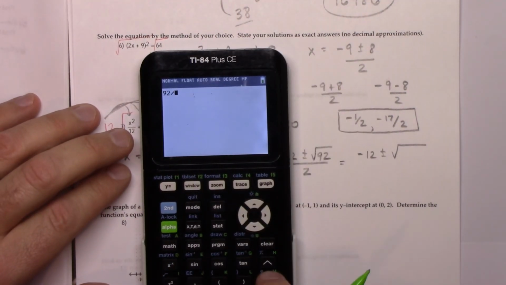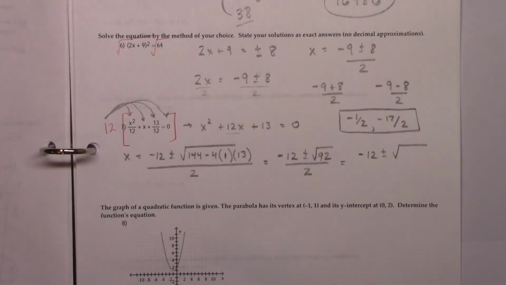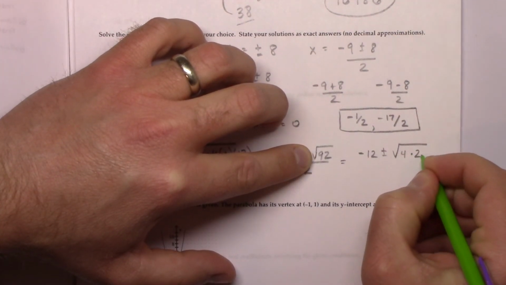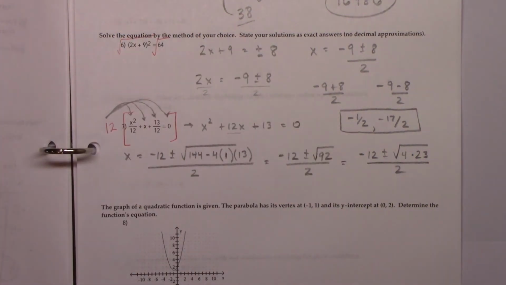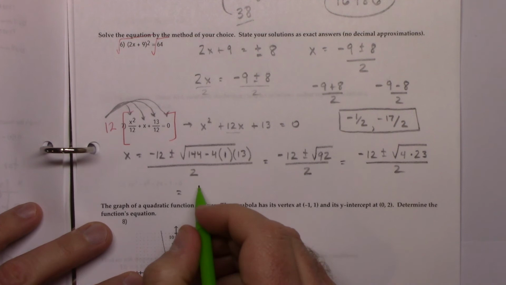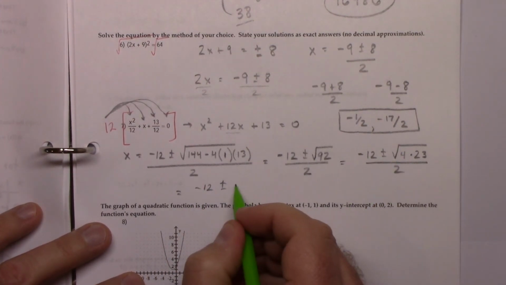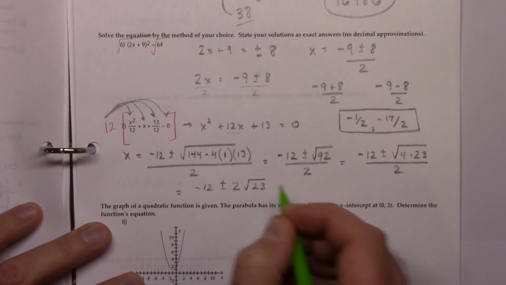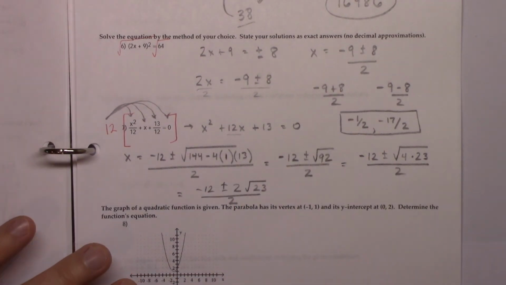So if you take 92 divided by 4, that leaves you with 23, which is a prime number. That doesn't break down any further. So I'm going to break down the 92 as 4 times 23. And now just take the square root of each factor. So this is going to become negative 12 plus or minus the square root of 4, which is 2, and then you'll have that 23 staying inside the square root. In the denominator, you've still just got 2.